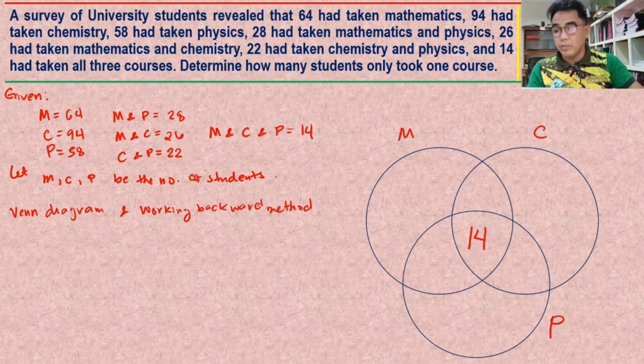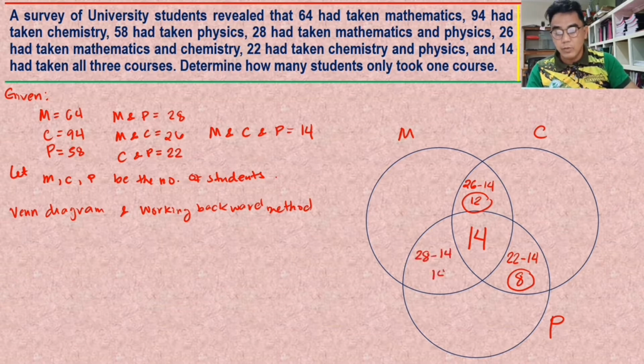Now, second, there are 22 students who took chemistry and physics. In this portion, we're going to put 22, subtract 14, then we have 8 students. Next is 26, mathematics and chemistry. In this portion, we're going to put 26 minus 14, then we have 12 students respectively. And we have mathematics and physics that has 28 here. We're going to put 28 minus 14, then we're going to have 14 students.